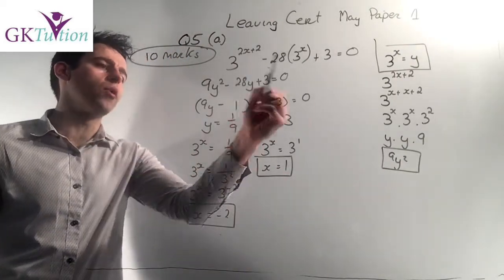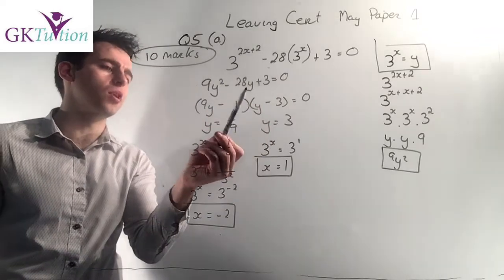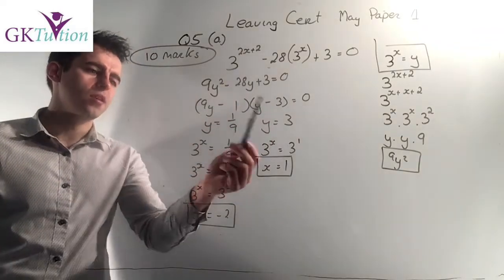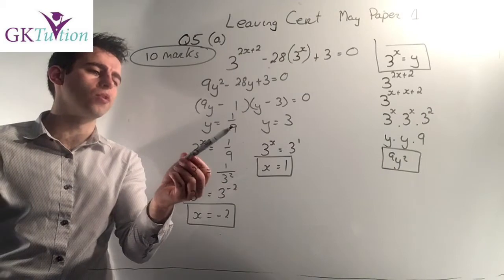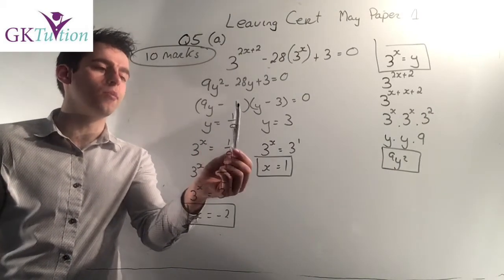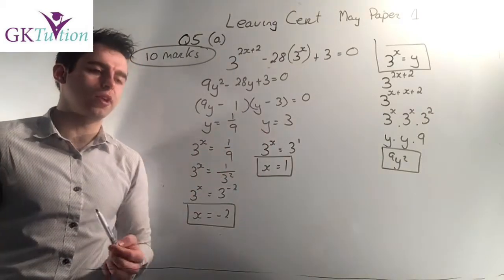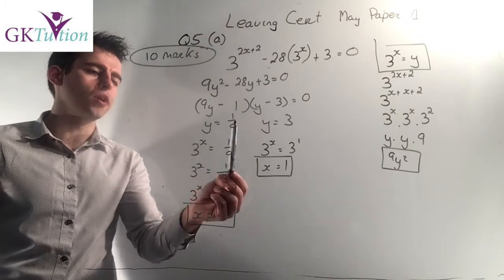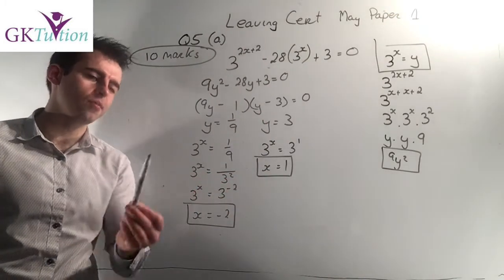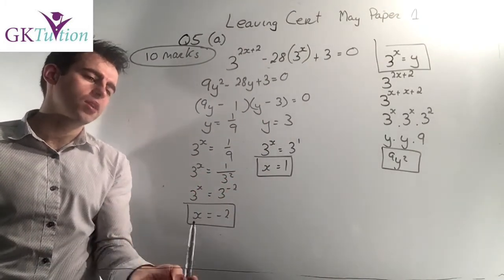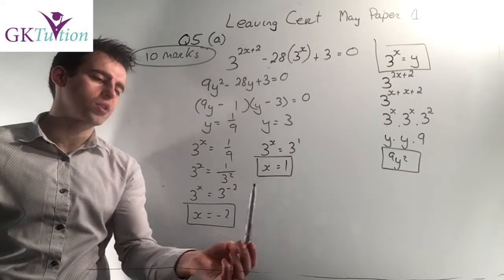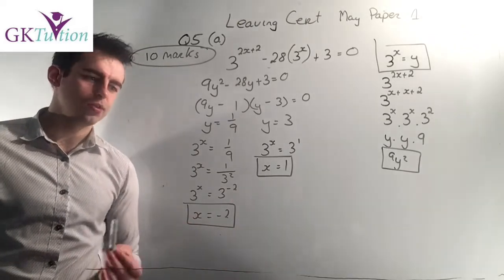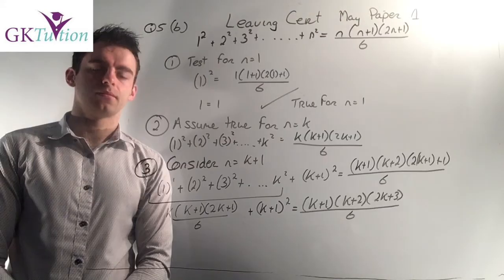Which means I can now rewrite my quadratic as 9y squared minus 28y plus 3. You factorize it and you get 9y minus 1 times y minus 3. If you solve it, you get y equals 1/9 and y equals 3. So you manipulate it down, that means that x works out as minus 2 or x works out as 1. There's 10 marks going for that.